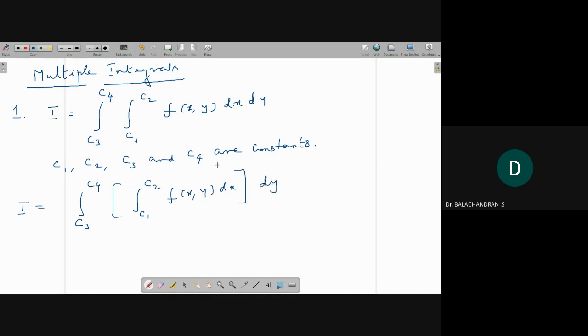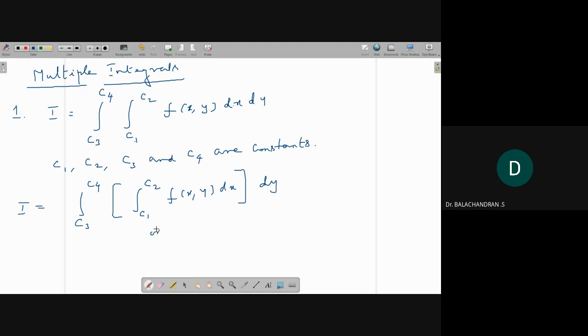So once you get a function of y, this is f of y or f1 of y, something like that. So now what remains? Integral c3 to c4 of f1 of y dy. Integrate f1 of y with respect to y, and then substitute the limits. So that's over.